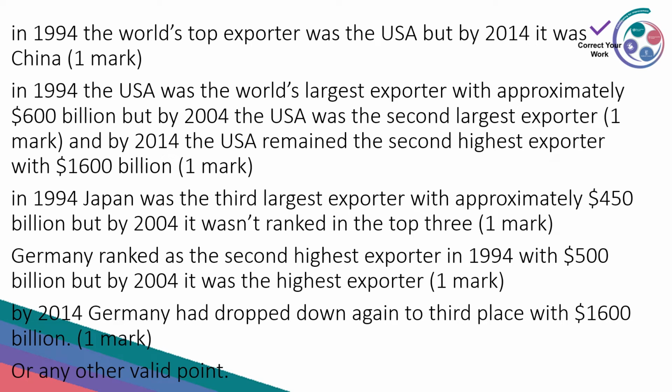So for example, it says at the bottom, by 2014 Germany has dropped down again to a 3rd place with 1,600 billion US dollars. So we're looking for a trend here, in which case drop down is a trend. We've got the dates and we've got the amounts. Now if you can include all of those things in a short answer, you'll get a mark for that. So dates, amounts and a trend. Is it going up, down, is it fluctuating, is it highest, second highest, whatever it might be.